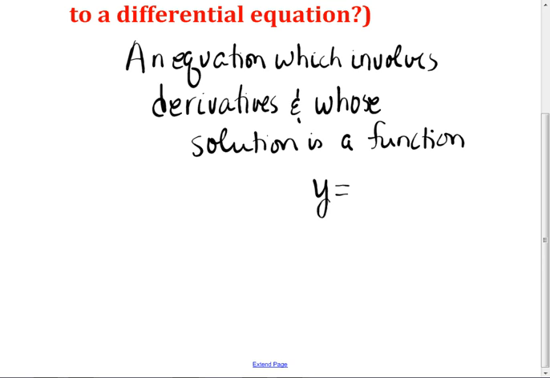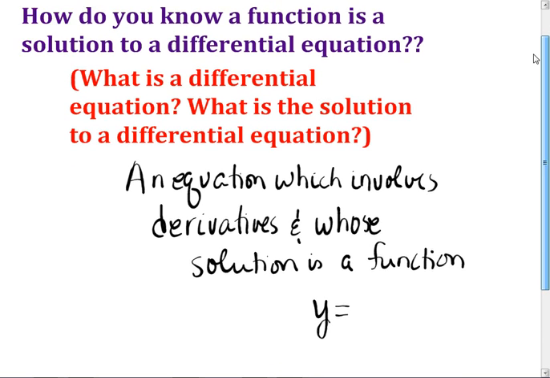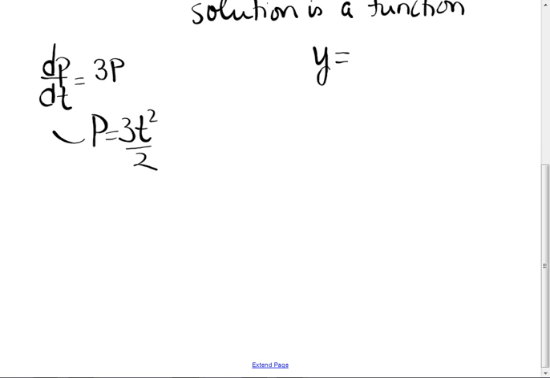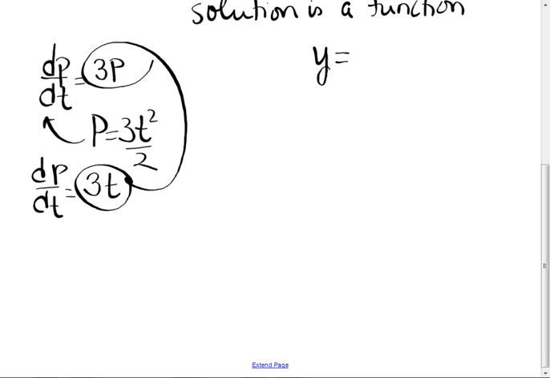Okay, and what else does it say? How do I know I have a solution? If I say dp dt is equal to 3 times p, and I tell you that p is equal to 3t squared over 2, is that the solution? How do I know? Take the derivative, substitute this back in there and see if it makes a true statement. So what is dp dt? dp dt is equal to 3t. Is that the same as 3p? No. Be careful watching your variables. P and t are not the same. Always just substitute back in and check.